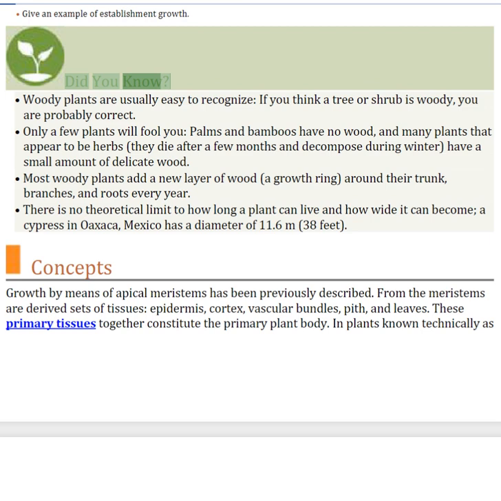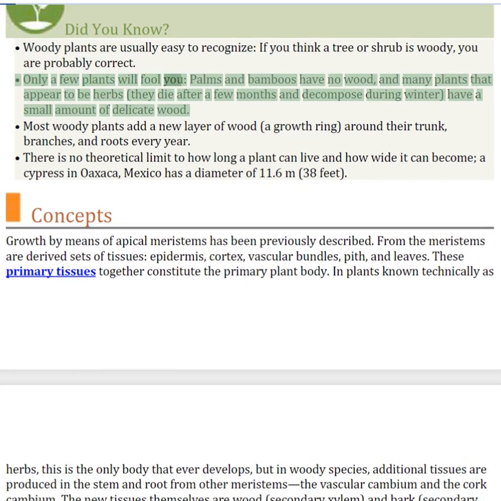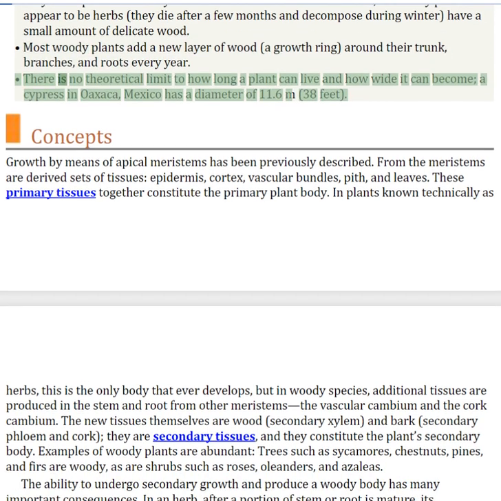Did you know? Woody plants are usually easy to recognize. If you think a tree or shrub is woody, you are probably correct. Only a few plants will fool you. Palms and bamboos have no wood, and many plants that appear to be herbs have a small amount of delicate wood. Most woody plants add a new layer of wood around their trunk, branches, and roots every year. There is no theoretical limit to how long a plant can live and how wide it can become. A cypress in Oaxaca, Mexico has a diameter of 11.6 m.